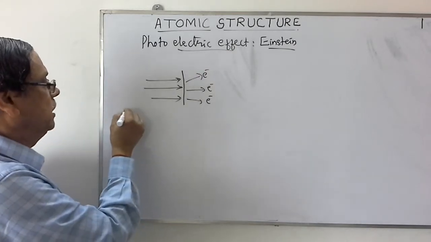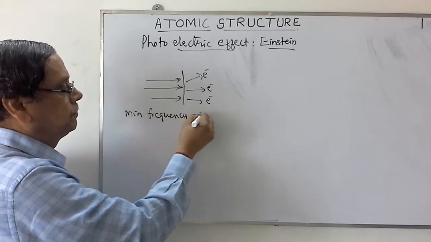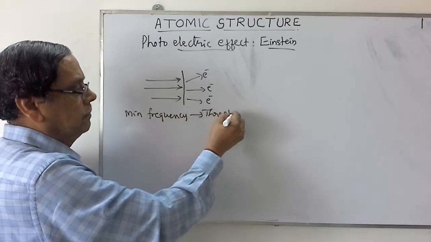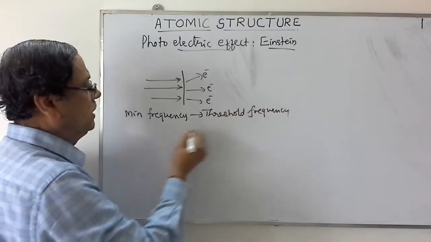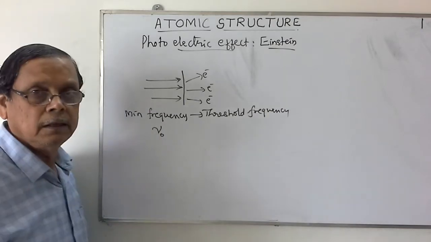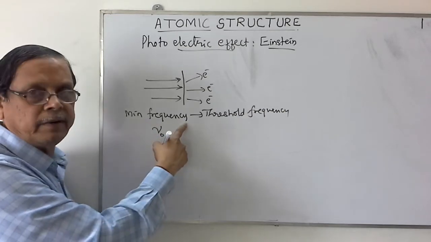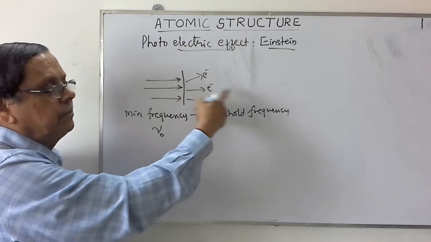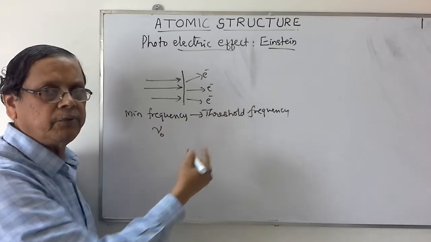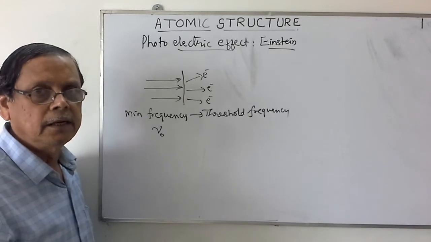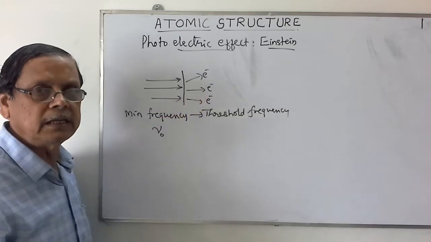This minimum frequency is named as threshold frequency. Assume that the threshold frequency is indicated as nu naught. If the frequency is more than this threshold frequency, then the kinetic energy of the electron will increase. To increase the number of electrons ejected, we have to increase the intensity of the light. But when the frequency increases, only the kinetic energy of the electrons increases.